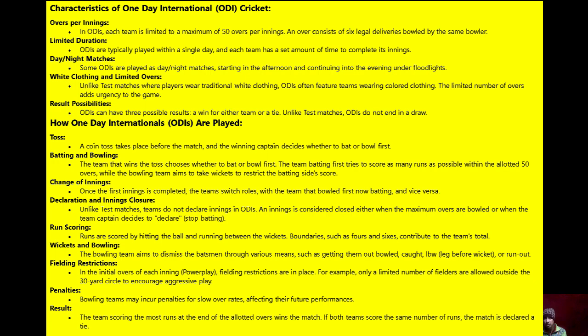Next point, fielding strategy. Teams often adopt aggressive fielding strategies, including attacking field placements and innovative bowling tactics to contain the opposition.